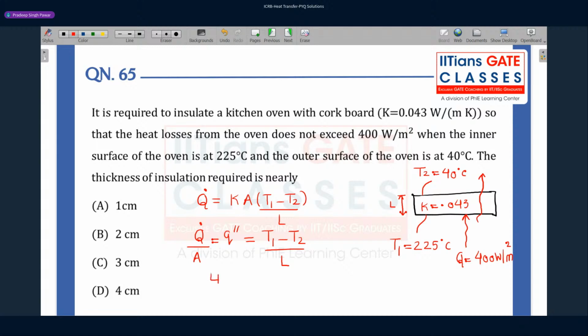So how much is this? This is 400. T1 is 225, T2 is 40, and L is something which we need to find out. So L comes out to be 225 minus 40 divided by 400. Wait one minute. Sorry, here this should be multiplied by K, I have missed the factor. Let's look at it again. Let me erase this part.